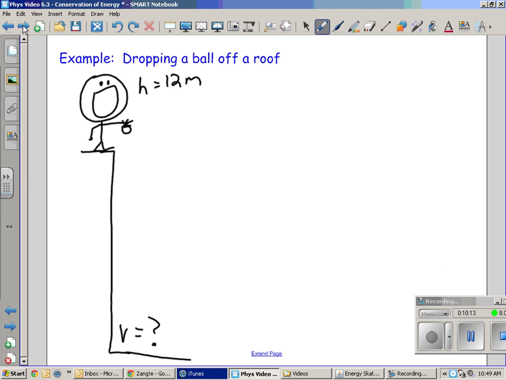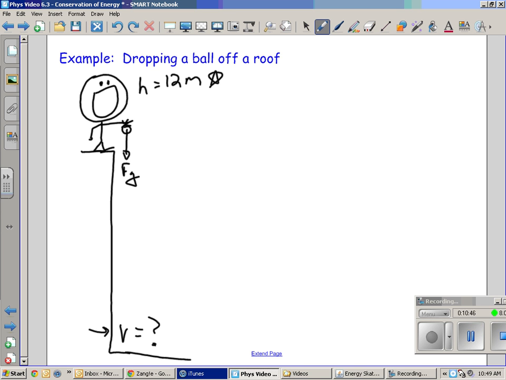Next slide. All right. So let's do an example with some actual calculations. Here we're going to drop a ball off a roof. And you're given the height of the ball at the top of the roof. It's 12 meters. And the question is, what's the velocity at the bottom? So the first thing is to identify this as a conservation of energy problem. The only force on it is gravity, which means that there are no non-conservative forces doing work. So our total energy has to be the same.